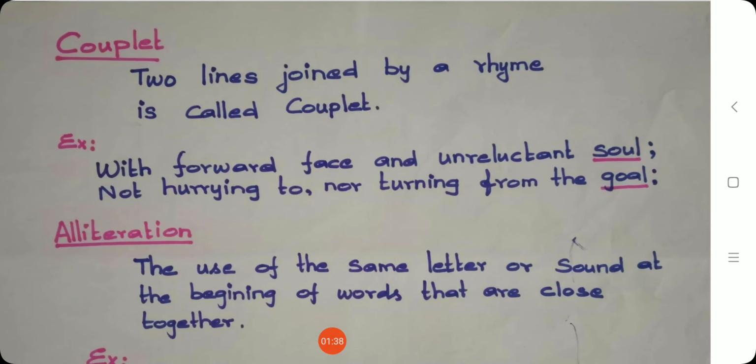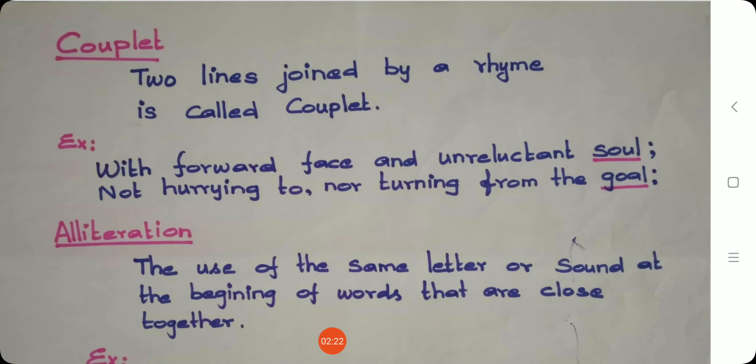The first figure of speech that we are going to see is couplet. So what is meant by couplet? Couple means two. Couplet: two lines joined by a rhyme is called a couplet. For example, "With forward face and unreluctant soul, not hurrying to nor turning from the goal." Here these two lines end with the rhyming words soul and goal. So this is an example for couplet. Two lines in a poem joined by a rhyme at the end is called a couplet.